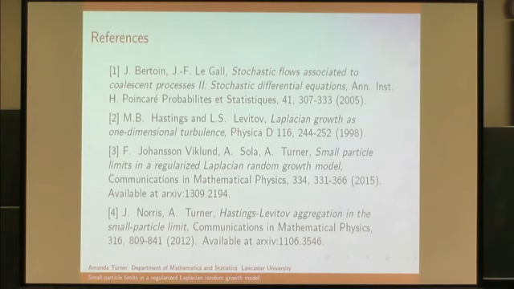So this is the paper of Bertoin and Le Gall, which shows this relationship between the coalescing Brownian motions and Kingman's coalescent. This is the original paper of Hastings and Levitov, where they proposed their model, and then this paper is a paper on the regularized model with Frederic Viklund and Alan Sola, and this is the paper with James Norris where we look at HL0.